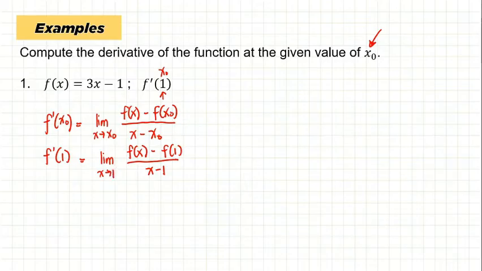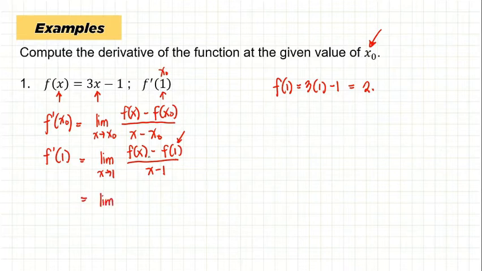So therefore, we need to solve first f of 1. So f of 1 is equal to, we will just substitute the value of 1 to our x here. So x here will just become 1. So you will have 3 times 1 minus 1, and that is equal to 2, right? So we will substitute it here. So we will have the limit of, and f of x is equal to 3x minus 1.